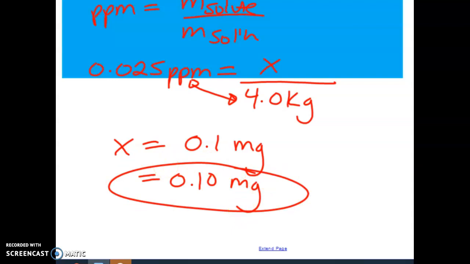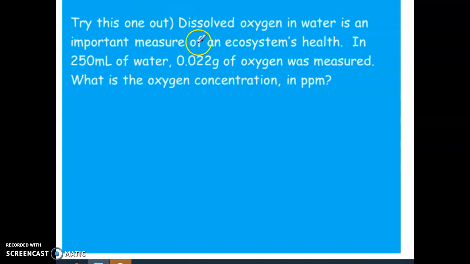Okay. So give this next one a try. So we have dissolved oxygen in water is an important measure of an ecosystem's health. In 250 milliliters of water, we have 0.022 grams of oxygen. What is the concentration in parts per million? So pause the video, give this a try.